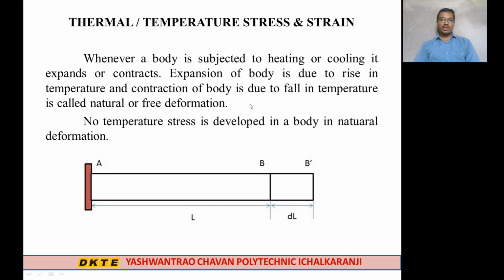It means if we supply heat to any body, then it will get elongated due to higher temperature, and if you cool any body, then it will get compressed due to lower temperature. That change in length is known as the natural or free deformation.